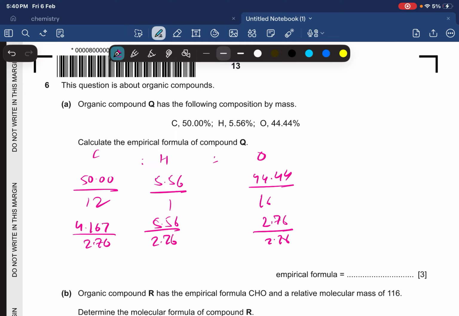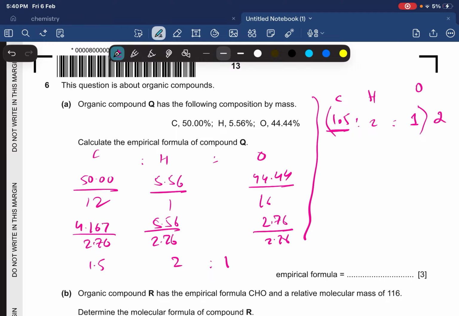4.167 divided by 2.76, we get 1.5 here. 5.56 divided by 2.76, we get 2 here, and we're going to get 1 here. So we get C as 1.5, H as 2, and O as 1. Since this is not possible, we cannot write 1.5 in the empirical formula. We're going to multiply all three of them with a number, that's 2. So 1.5 times 2 is 3, 2 times 2 is 4, and 1 times 2 is 2. So over here we get C3H4O2.